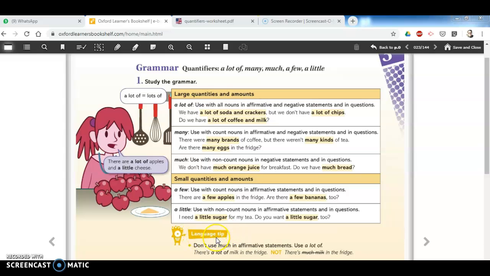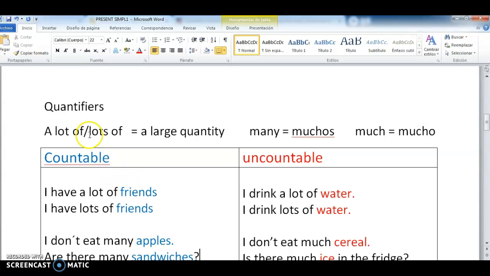And there's a very important language tip here. Don't use much in affirmative sentences, please. We don't say, I eat much sugar. No, say, I eat a lot of sugar, for example. Let's see the examples here.